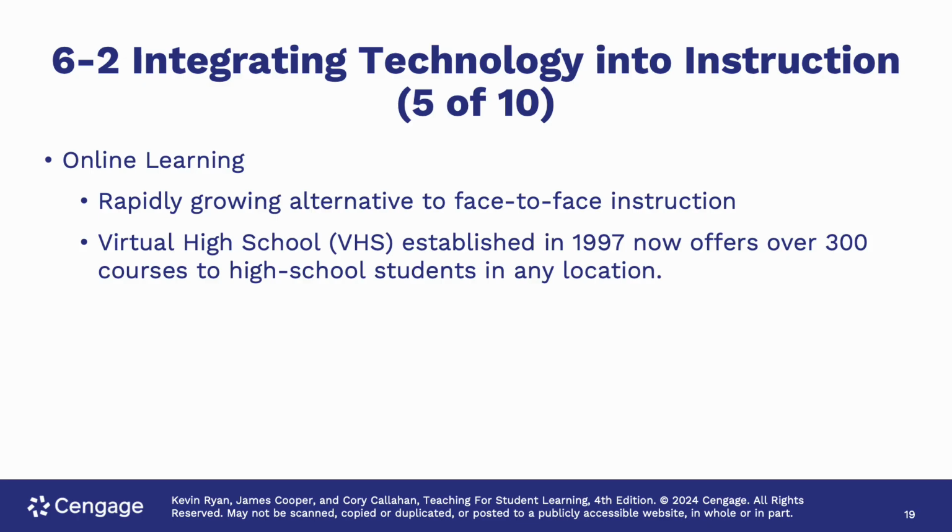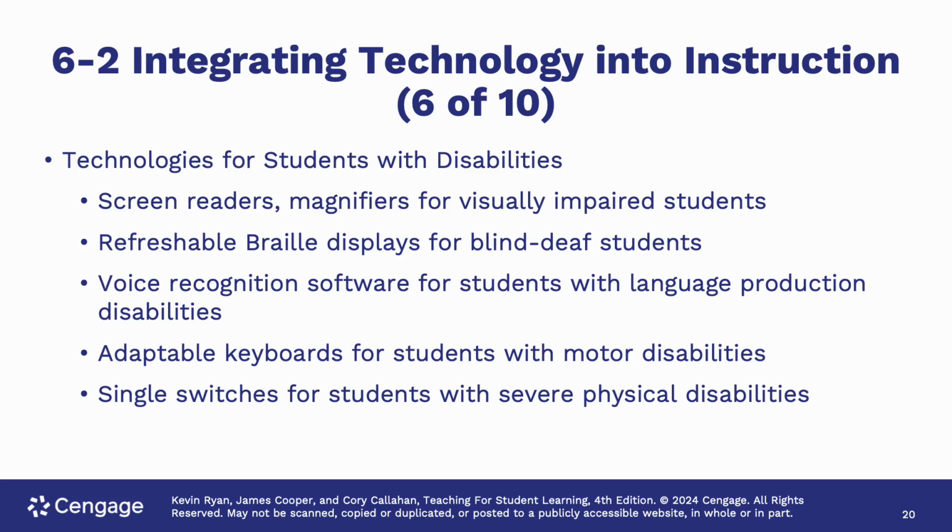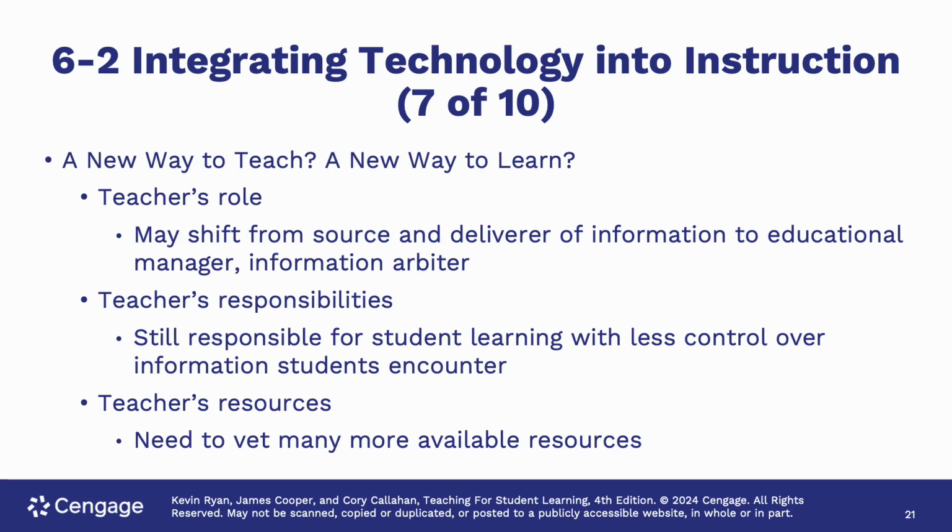As I mentioned, online learning is a rapidly growing alternative to face-to-face instruction. Virtual high schools, which were established in 1997, now offer over 300 courses to high school students. I was one of the pioneer teachers for the North Carolina Virtual Public School, teaching art in a virtual environment. With students with disabilities, I mentioned all of those tools that are available, and that our roles and responsibilities and resources have changed.